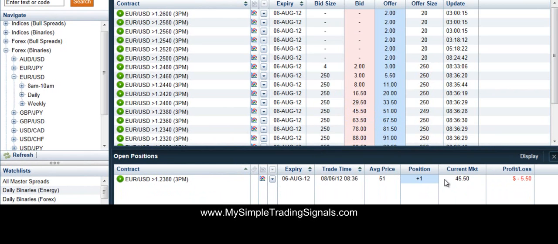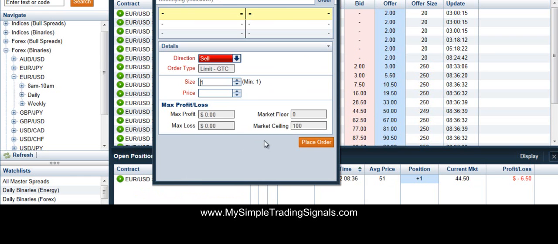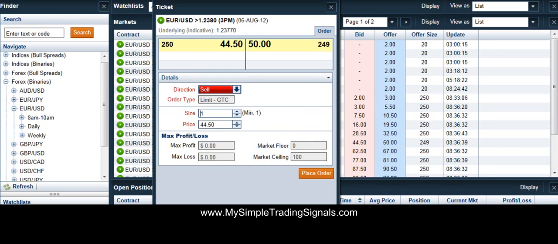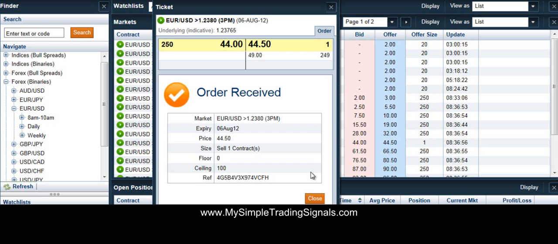So this is a trade I already own. I purchased it at $51, euro US dollar greater than 123.80. If I want to sell this position, get out of it at any time, I can just click on my open positions. It's going to automatically tell me the direction of sell since I already own it. And I can put my price in here. Again, it's a limit order, and hit the order.